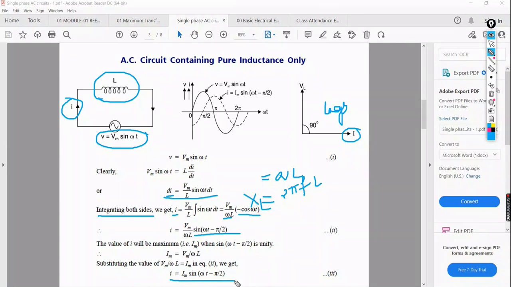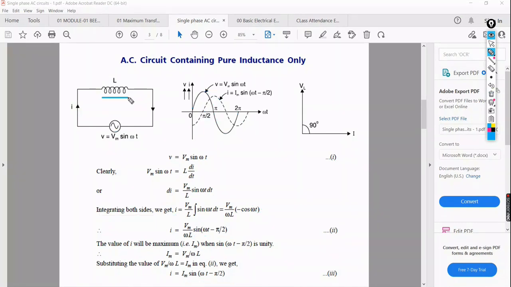This is with respect to pure inductance, which is caused when we apply V equal to Vm sine of omega t. That will be represented here. Once the voltage occurs, then the current will follow. That is lagging: first the voltage appears, then the current follows. Leading means first current, then voltage, which happens in the case of pure capacitance.